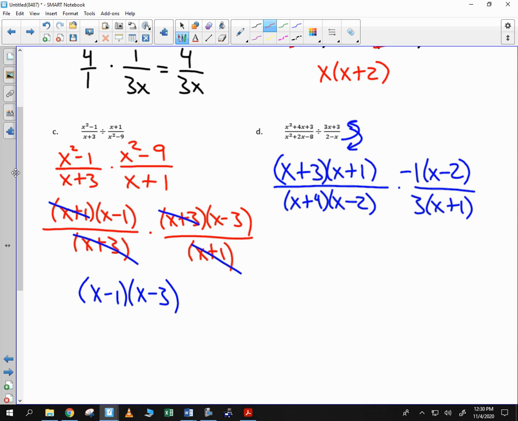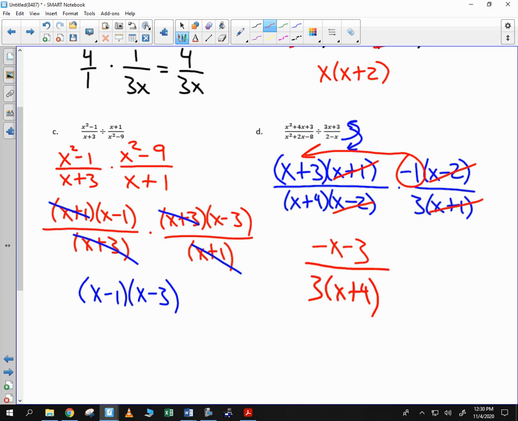So you can see in this situation that the x minus 2's cancel. The x plus 1's cancel. So on the top you have -x minus 3, as you look at that -1 distributed through. On the bottom you have 3 times x plus 4. Now you could distribute the 3 through the bottom. But I do want you to know that generally speaking in math, we like to leave the bottom in factored form. That way it's easy to see if something does cancel.